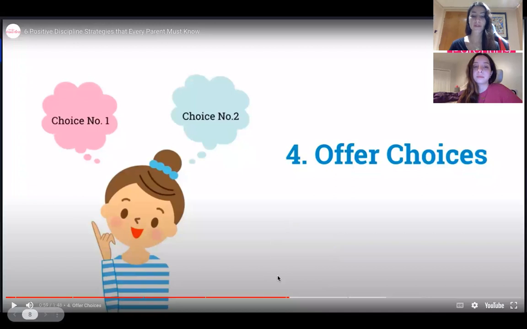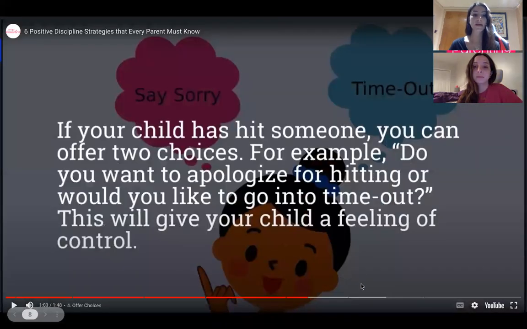Number 4, offer choices. If your child has hit someone, you can offer 2 choices. For example, do you want to apologize for hitting, or would you like to go into timeout? This will give your child a feeling of control.